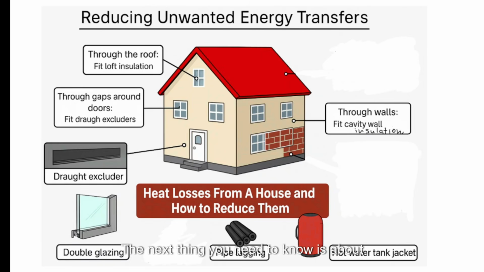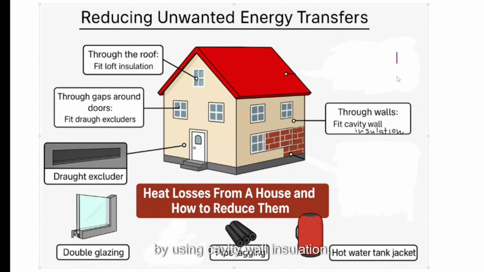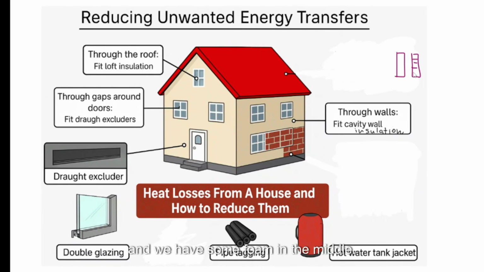The next thing you need to know is about reducing unwanted energy transfers from buildings. For this, you need to know the methods that we use to reduce it. For an example, the energy lost through the walls can be reduced by using cavity wall insulation. So basically you have 2 layers of brick and we have some foam in the middle. Here's one layer, here's the other layer, and the gap in the middle is filled with a type of foam to reduce energy loss.